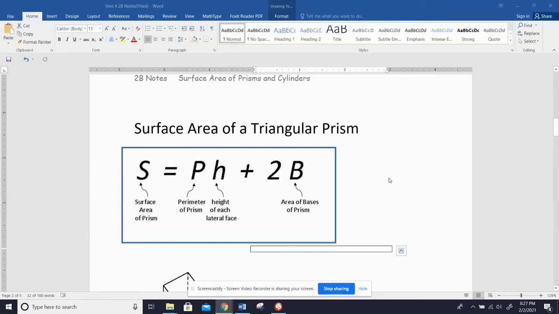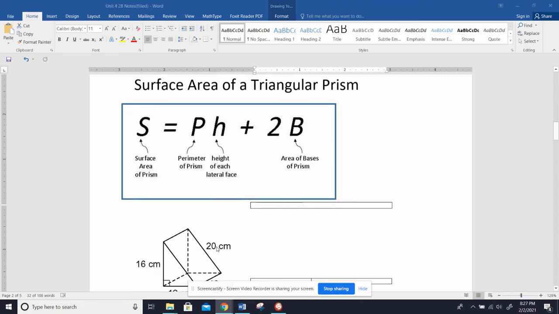Okay, our second part of the 2B notes is going to be going over the surface area of a triangular prism. A triangular prism is a prism where the bases are triangles, where the first lesson there was on a rectangle for the bases. So you can see it's kind of a confusing formula, but they have identified each part. So if you're very methodical and go through the steps, each of these is easy.